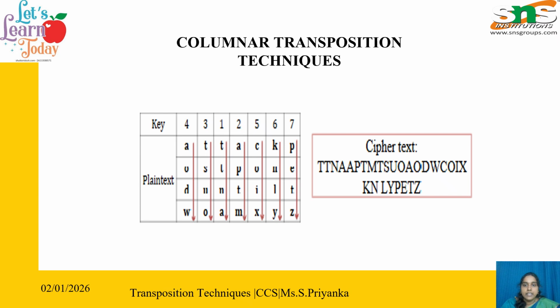Then the cipher text obtained is read in the order of the key, that is key 1. This is the position of key 1, so we write it as T, T, A. Next, the second key gives A, P, T, M. Third is T, S, O. Next, fourth is A, O, D, W. Fifth is C, O, I, X. Sixth is K, N, L, Y. Whereas seventh is P, E, T, Z. These are the cipher text for the given plain text. This is your column transposition.